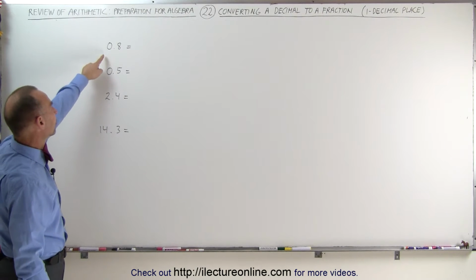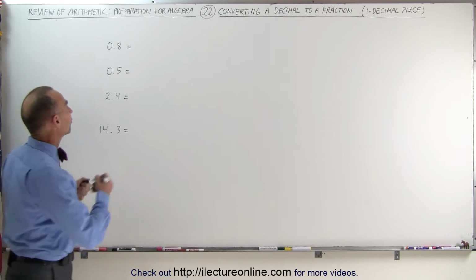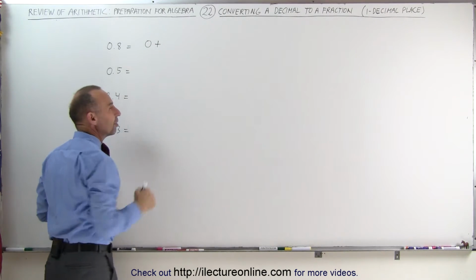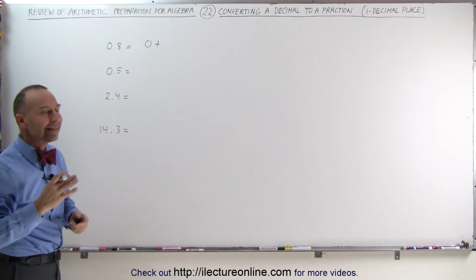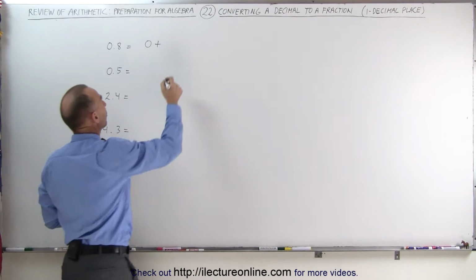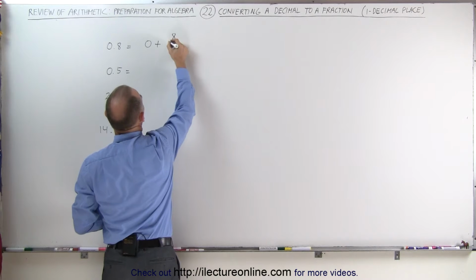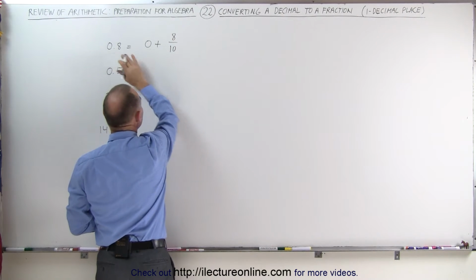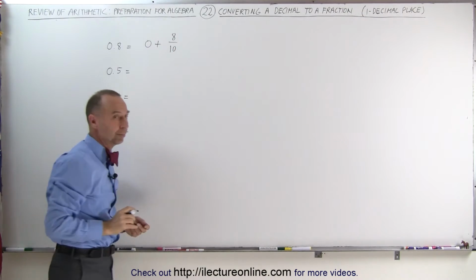Start with a simple number, 0.8, which means you have 0 whole units plus 8/10ths of a unit. So we call that 8/10ths. That's how we write it as a fraction, 8/10. So we write this as 0 plus 8 divided by 10. So 8/10ths written in decimal really means 8/10 as a fraction.